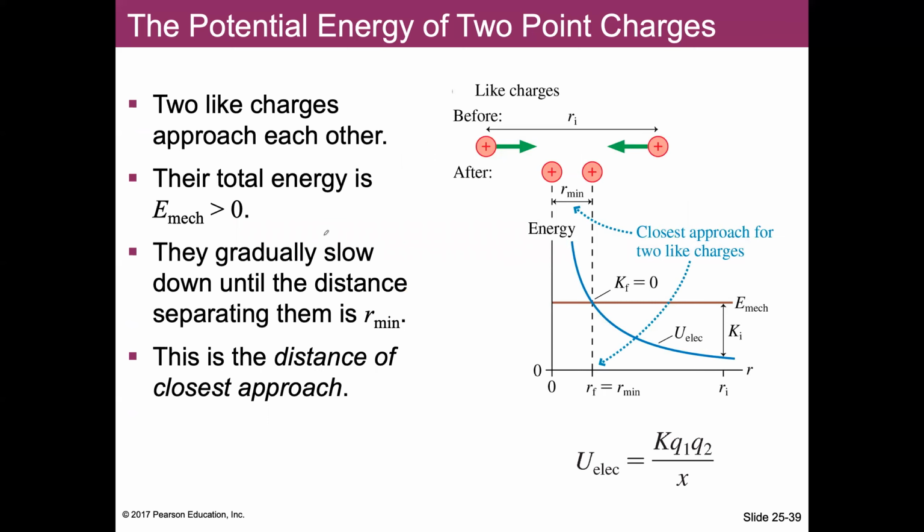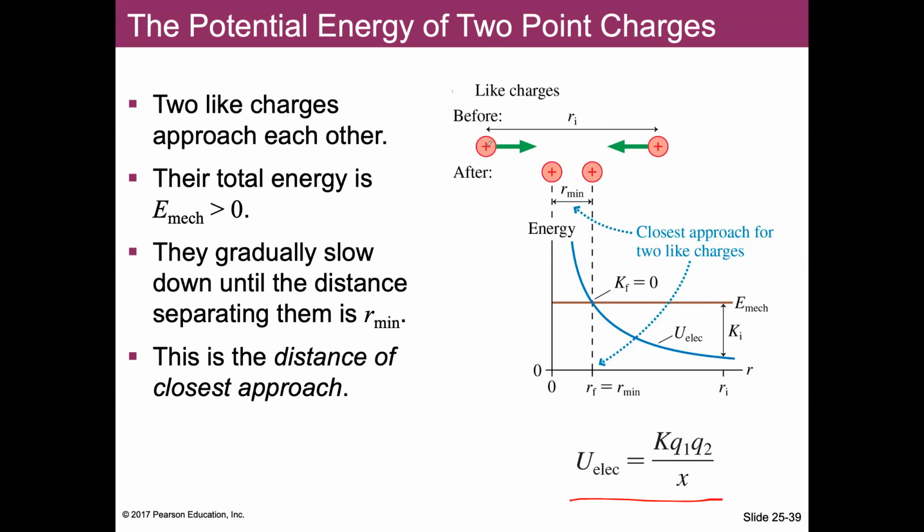Okay, now after introducing the equation for calculating the electrostatic potential energy, let's solve some problems. First of all, two like charges approach each other. Their total energy is positive. So for example, if you have positive and positive charges, then based on the equation shown here, Q1 is positive, Q2 is positive, the X is positive, K is positive, so finally you get positive energy.